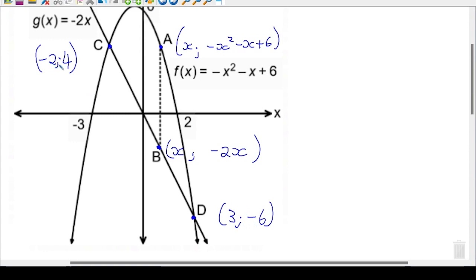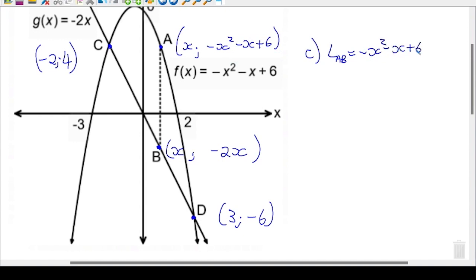For example, we're just going to look at the length of AB. We're going to go the bigger y value minus the smaller y value. Suppose that was 5 and that was negative 2. The length of that line would actually be 7: 5 subtract negative 2 gives us 7. So we're just going to take the y values and subtract them because it's a vertical line.